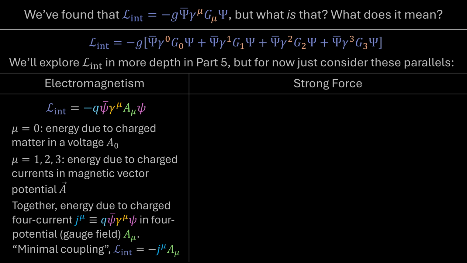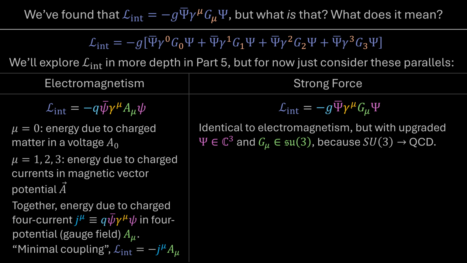Now then, for the strong force, we can write the interaction term as negative g psi bar gamma mu G mu psi. And if you compare it to the interaction term from electromagnetism, you notice it's basically identical. In both cases, we have a real valued coupling constant. We also have a matter field and its Dirac adjoint. We have the gamma matrices, which pertain to the spin 1/2 nature of our particles. And we have a gauge field. And the only thing that's really fundamentally different is that we've upgraded our matter field to a color triplet field. And likewise, our gauge field has components that live in SU3, because, as mentioned earlier, quantum chromodynamics blossoms from the magic bean of local SU3 symmetry.